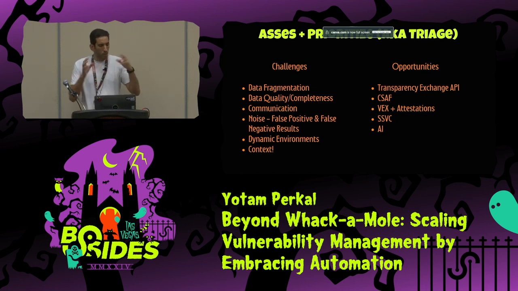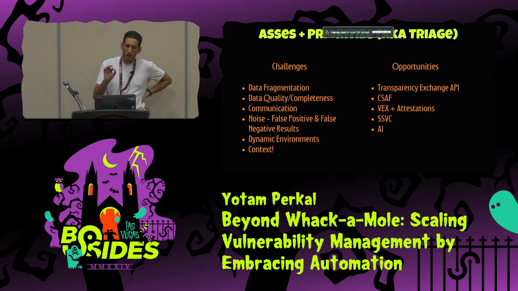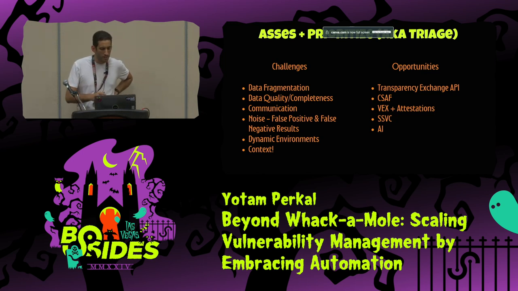So these are the problems, but we're optimistic here, right? We're talking about the utopian future. So I'll try to touch upon various points that I think have potential for changing the current status quo. So the Transparency Exchange API, CSAF, VEX, and the attestations that go with it, SSVC, and the word that is spoken too much in our conferences lately, but I won't go too much into that because I think even without AI we can still do much better than we do today.